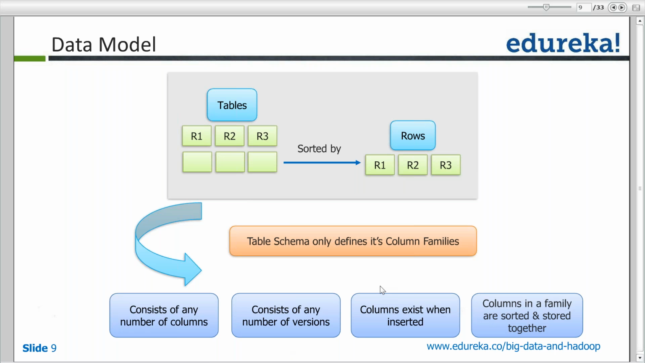Okay, and when you insert data, the column family exists but the column does not exist, so the column would be automatically created. And columns in a family are sorted and stored together on your HDFS. So whatever we have discussed about your WAL file, HFile, MemStore, block cache, this is per column family.